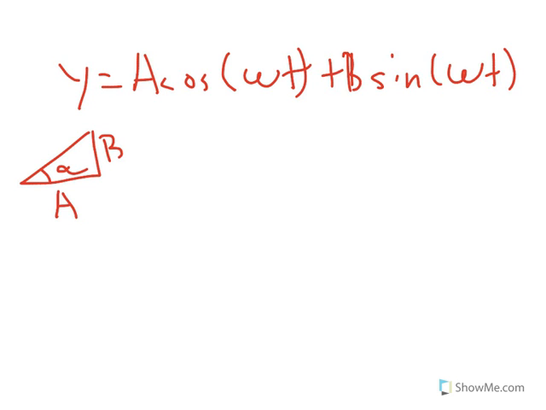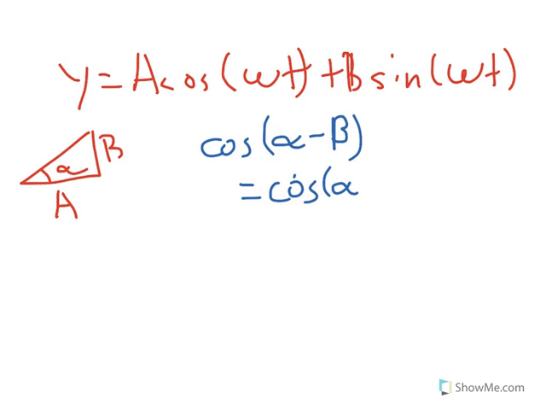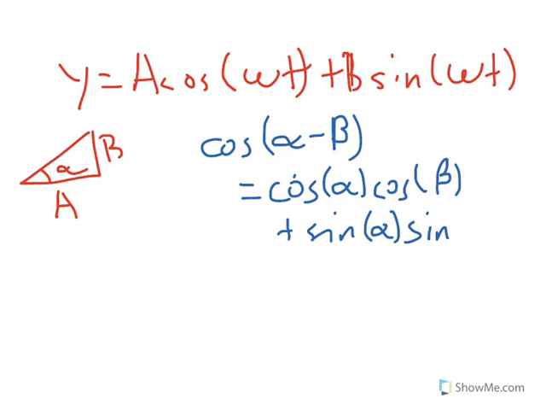Now we will use the cosine addition formula for this proof. This is a trig identity. You probably don't know this off the top of your head, so I'll write it out. It is cosine of alpha minus beta is equal to cosine of alpha times cosine of beta plus sine of alpha times sine of beta.